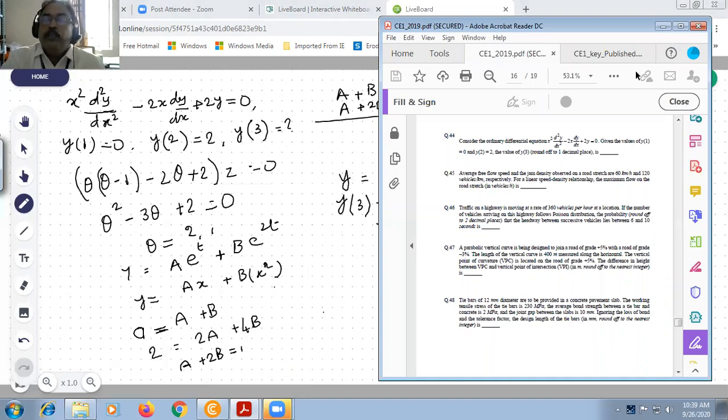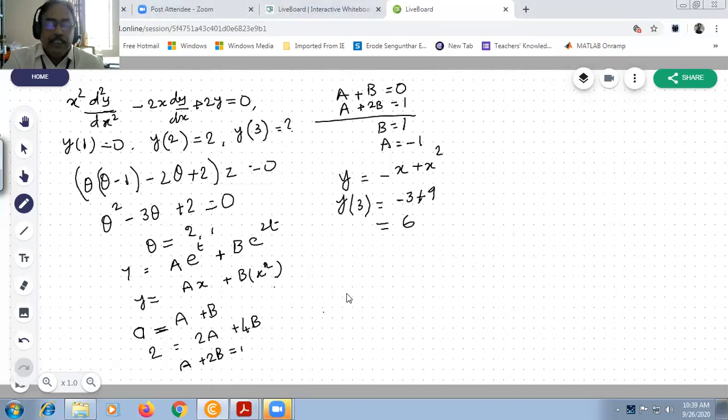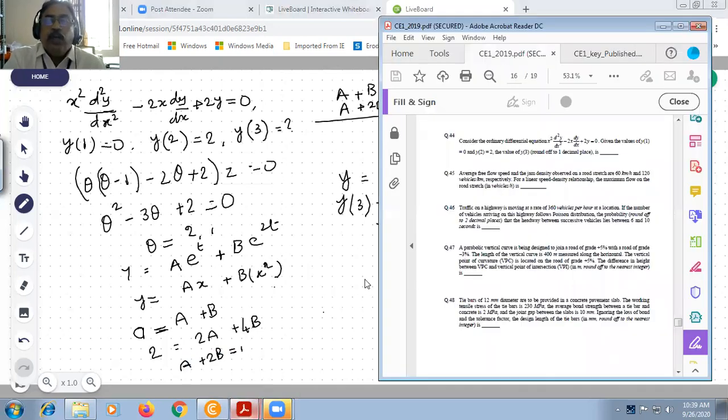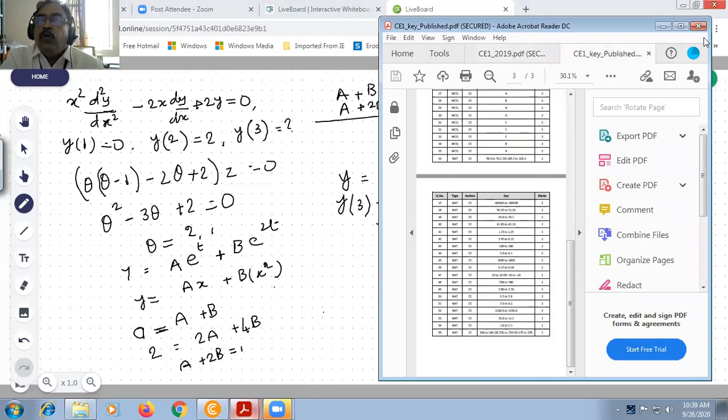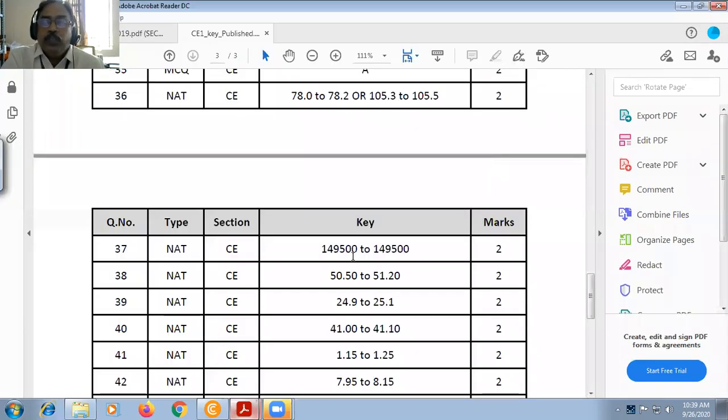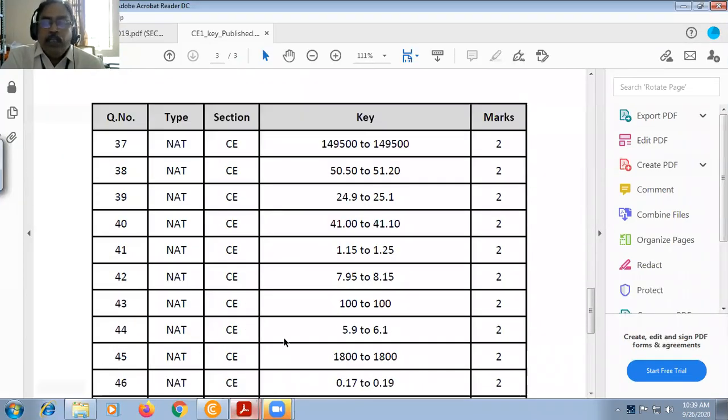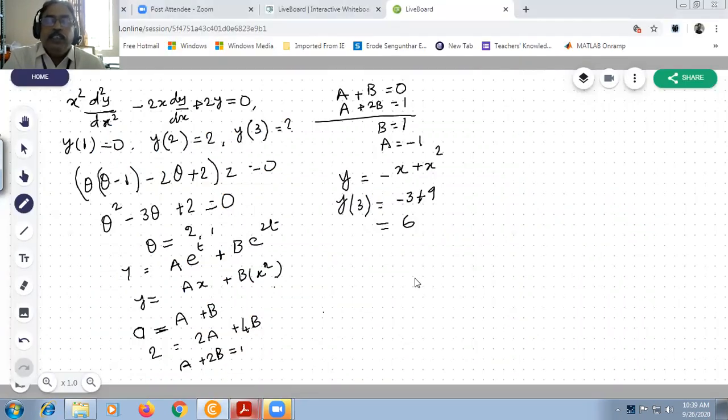Okay. This question you have to write the answer, 6 is the answer. You can very well check the answer also. This is what you call the 44th question. The answer is 5.9 to 6.1. This is exactly 6, the answer.